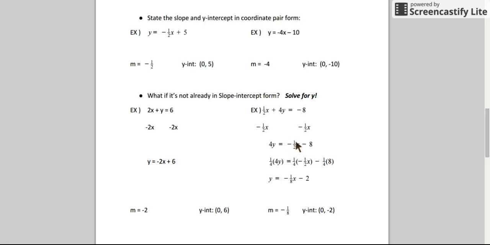If I multiply this term by 1/4, then I have 1/4 times -1/2. Multiply the tops, I get -1. Multiply the bottoms, I get 8. So -1/8 x is that term. And then if I multiply this -8 by 1/4, I'm really dividing by 4. So 8 divided by 4 is 2. And it was really a -8, so we say -2. So now we got our slope-intercept form. Our slope is attached to x. It's -1/8. And our y-intercept is going to be (0, -2).